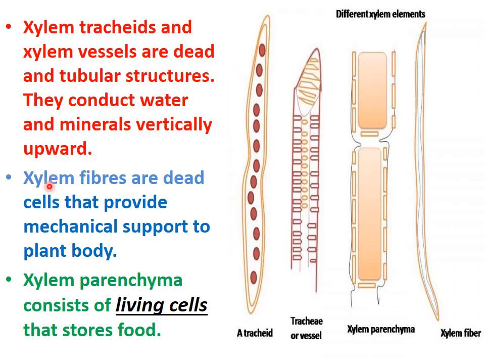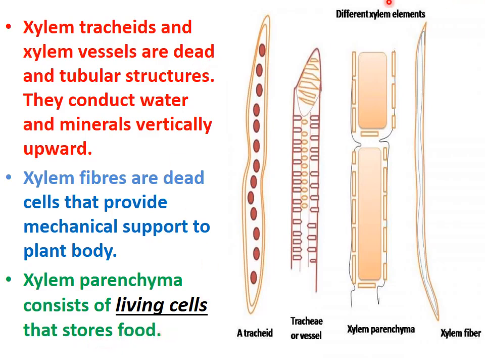Now the two remaining are xylem fibers and xylem parenchyma. Xylem fibers are also dead cells. Tracheids were dead, vessels were dead, fibers are also dead cells that help in providing mechanical support to the plant body. Now the last is xylem parenchyma. This xylem parenchyma consists of living cells which help in storage of food.